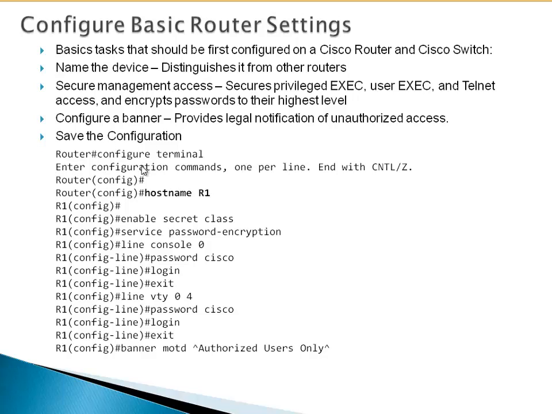And then make sure we save the configuration. We have to go to the privilege mode and type copy running-config startup-config. So we are copying whatever we have in RAM to NVRAM, so next time we reload the router, the configuration will still be there.